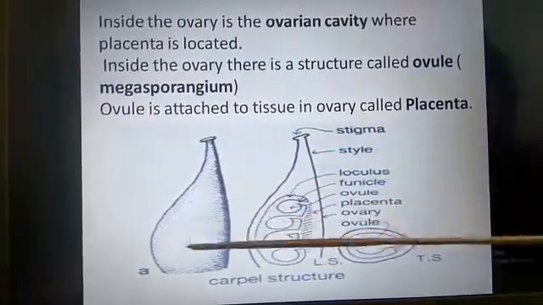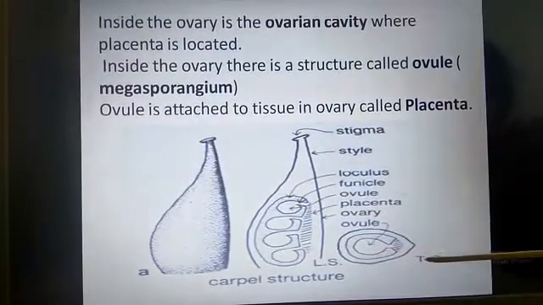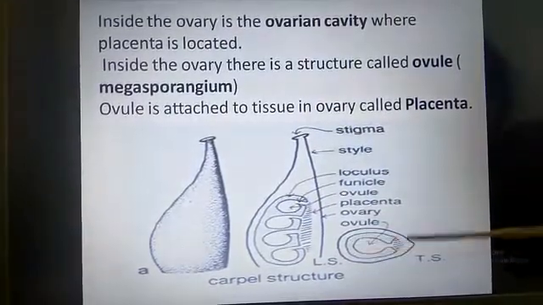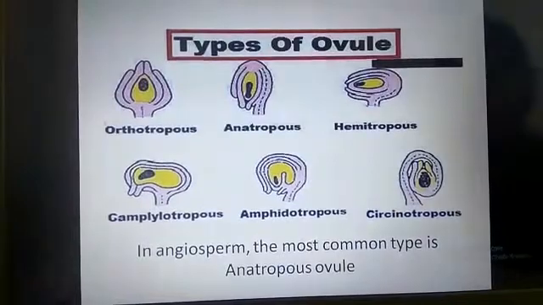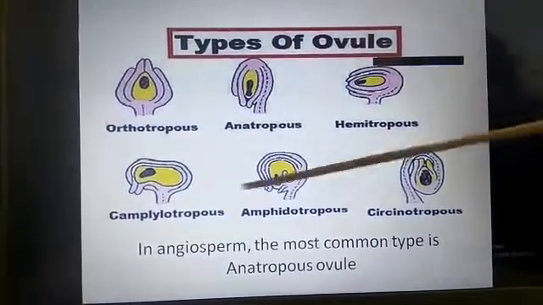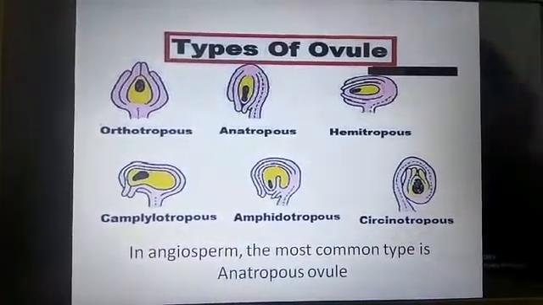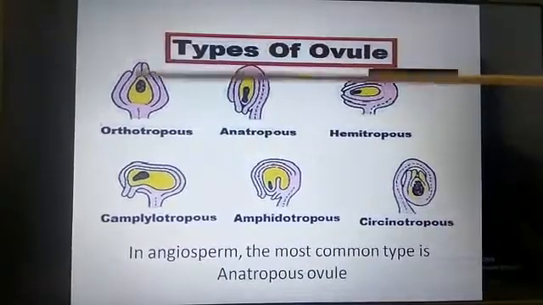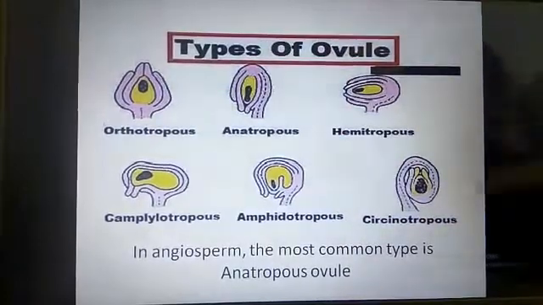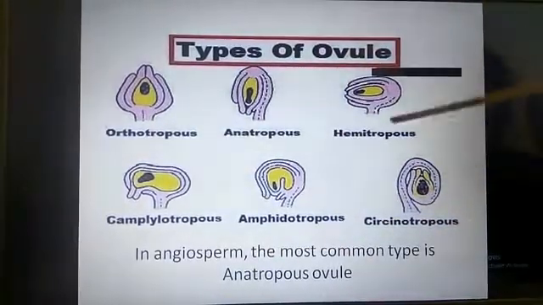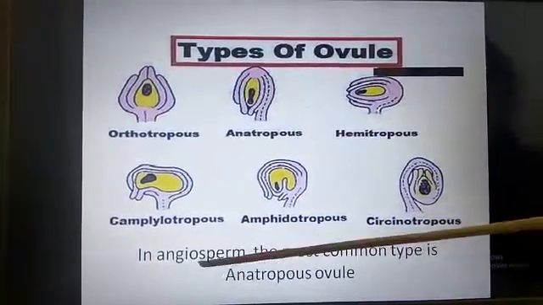If you give a transverse cut to the ovary, this is what you are going to observe. This is the ovarian cavity, placenta, and ovule. Now let us go to types of ovule. There are 6 different types of ovule, and this division of ovule into 6 types is based on the position of micropyle, chalaza, and funicle. You can see the pictures of 6 different types of ovule, and out of these, the anatropous type of ovule is the most common one in angiosperms.